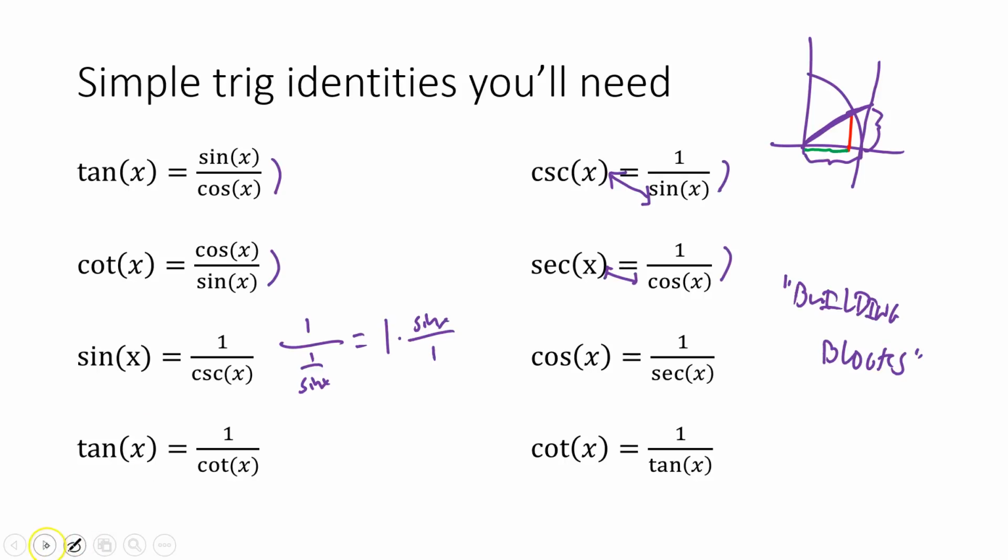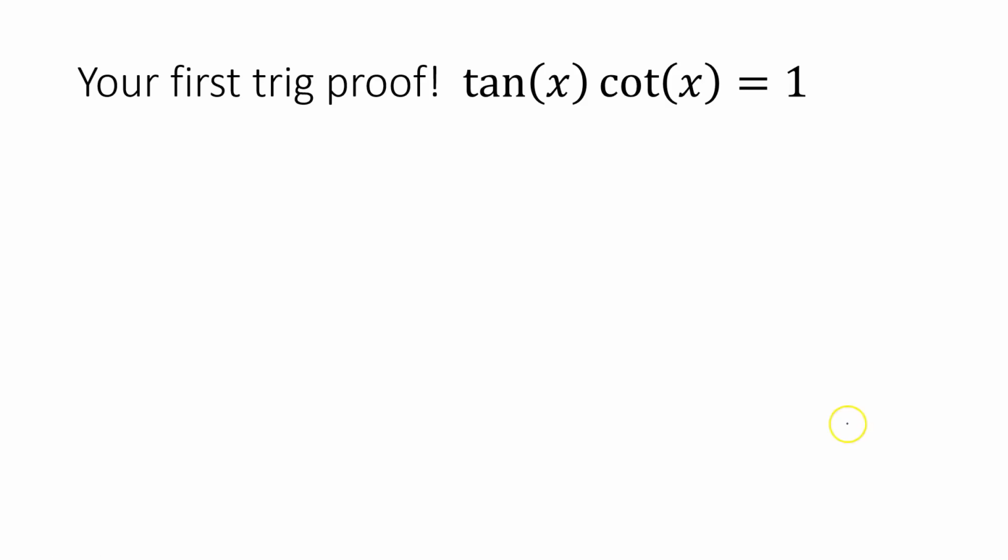So let's see how we can use these things. Let's get to our first trig proof. Hooray! So we're going to show that tangent x cotangent x is equal to 1. Now we're going to start from the left because we have our more complicated side here with tangent x cotangent x.